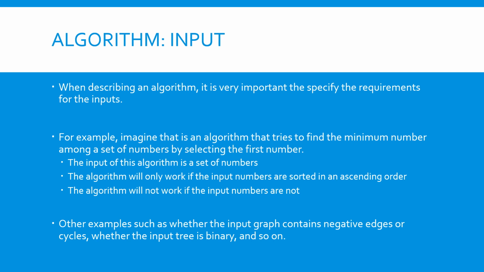Some other examples of big impacts on the algorithm made by nuances of the inputs include whether cycles are present in the graph, whether negative edges are present in the graph, or whether the input tree is a binary tree, etc.